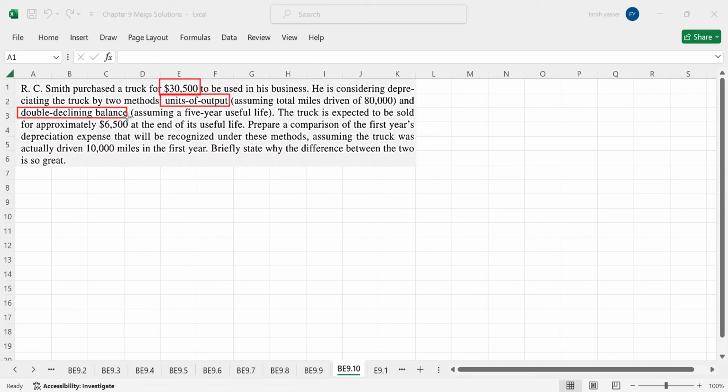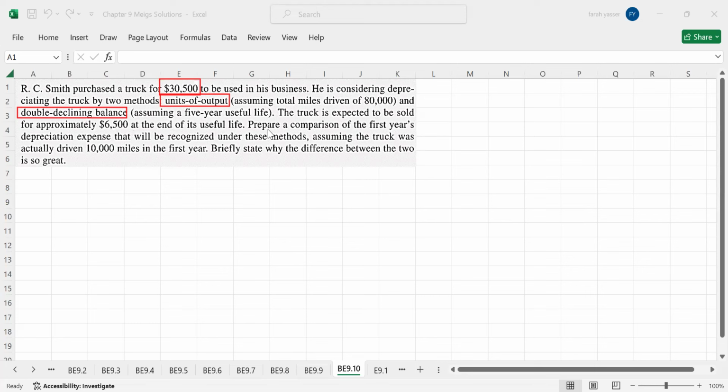So under both of the methods, depreciation is required, and I think it is required for 1 year. First year depreciation is required, meaning only 1 year depreciation is required. So total miles driven of 80,000. So total miles are given. And under double declining method, 5 year life is given. The truck is expected to be sold for approximately 6,500 at the end of the useful life. So this 6,500 represents residual value. So residual value is also given.